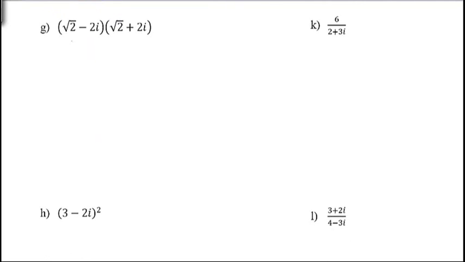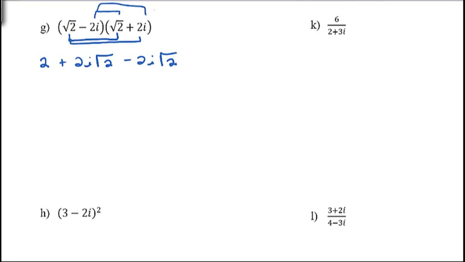In our next example, square root of 2 minus 2i times the square root of 2 plus 2i. So again, we're going to do FOIL. Square root of 2 times the square root of 2 is 2. Square root of 2 times 2i is plus 2i square root of 2. And negative 2i square root of 2. And then negative 2i times positive 2i is negative 4i squared.